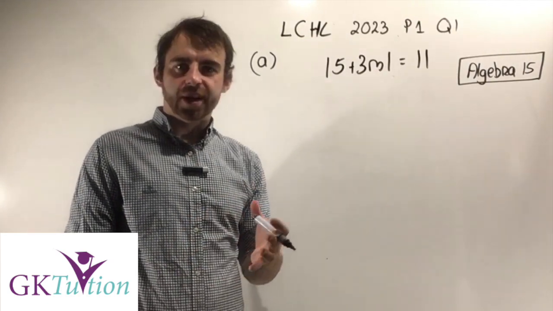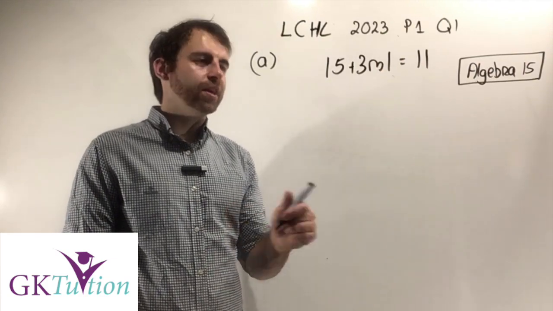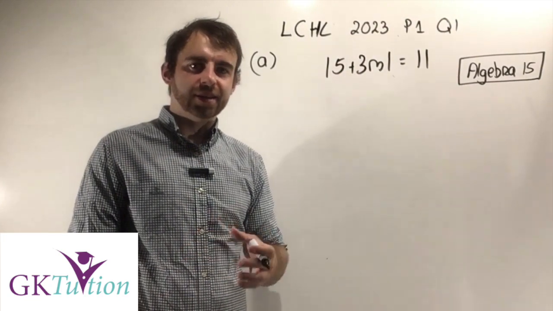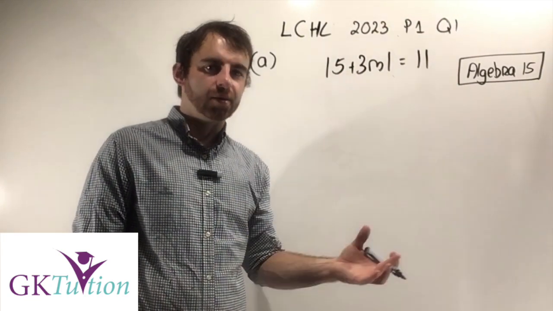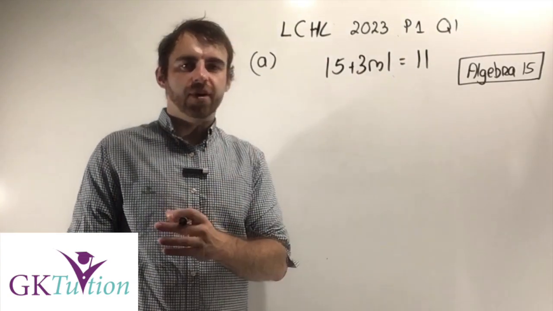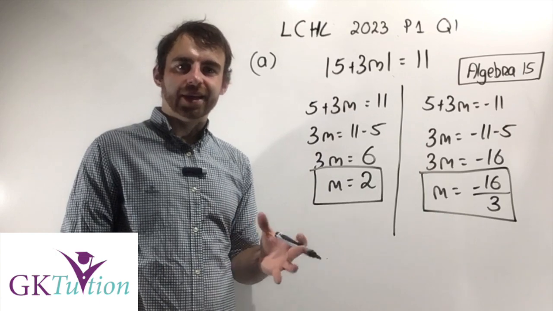There are two ways to get rid of the modulus signs. We can either square both sides, or we can simply let the modulus equal to plus or minus 11. And in this case, it's a lot easier to do the second one there. We're just going to let 5 plus 3m equal to 11 and 5 plus 3m equal to minus 11 and solve. So here I've split it into two.